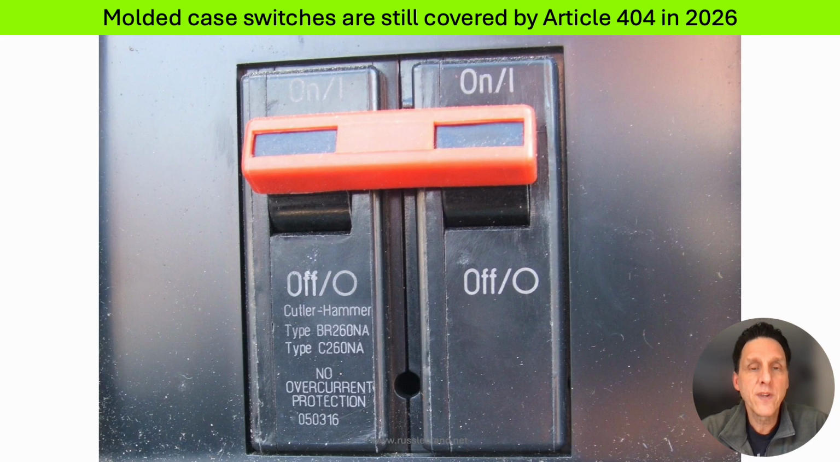Molded case switches will still be covered by Article 404 in 2026. And essentially, they look like a circuit breaker, it might be the body of a circuit breaker, but there's no tripping mechanism. It doesn't automatically trip. It's just a switch. There's no overcurrent protection incorporated into this switch.